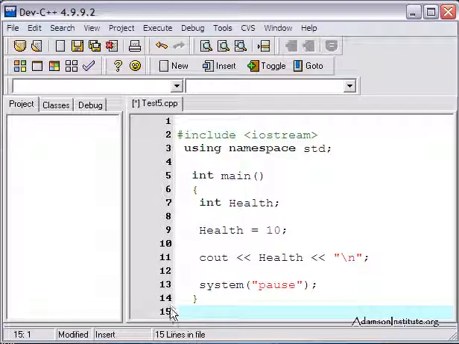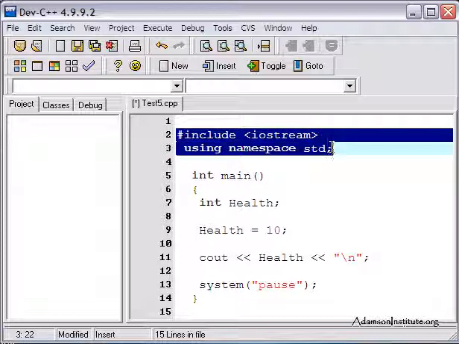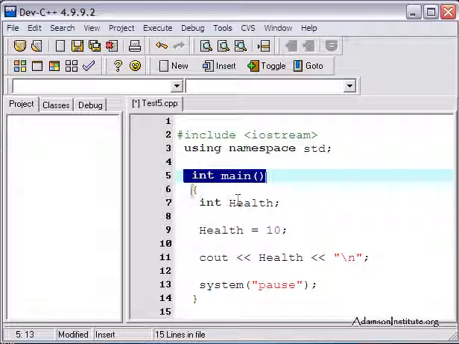All right, welcome to your first lesson on arithmetic operators in C++. What we're going to do here is look at the basic arithmetic operators of addition, subtraction, multiplication, and division. And we see we have our standard include iostream here, our using namespace std. Here's our int main as we've had before, our opening brace.